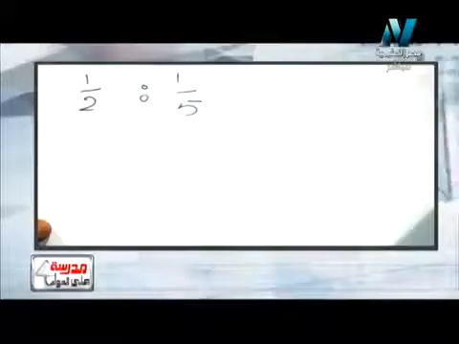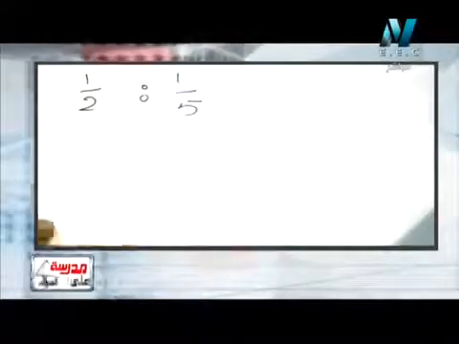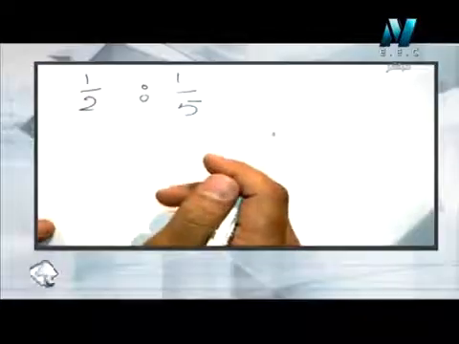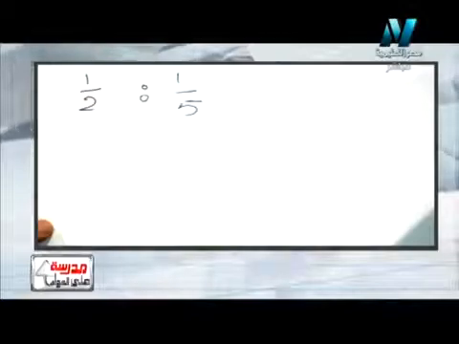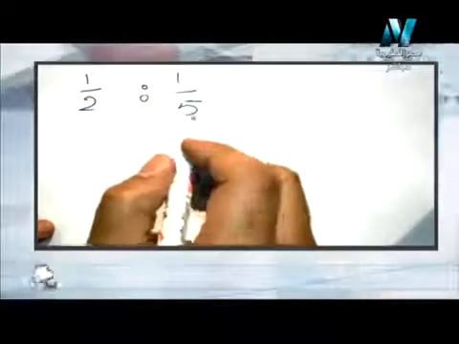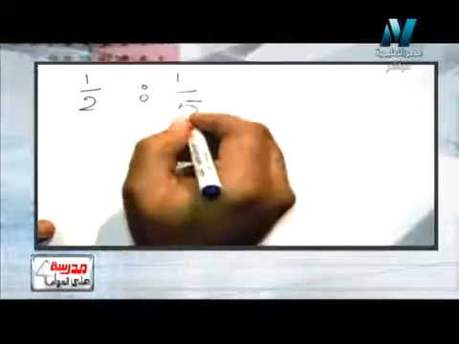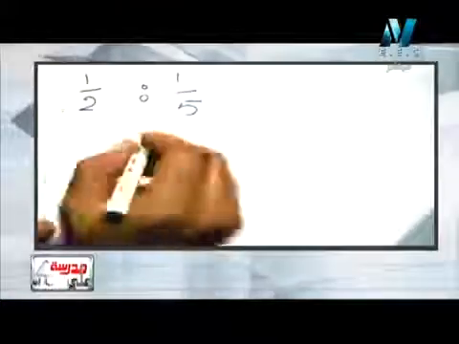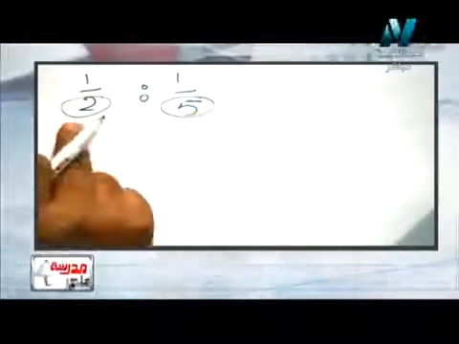What should we do? We have 1 over 2 and 1 over 5, and the same question, but the following in its simplest form. We have 2 ideas, or 2 different ways for solving this example. We can make the denominators the same by using the HCF, the highest common factor between them, which equals 10.